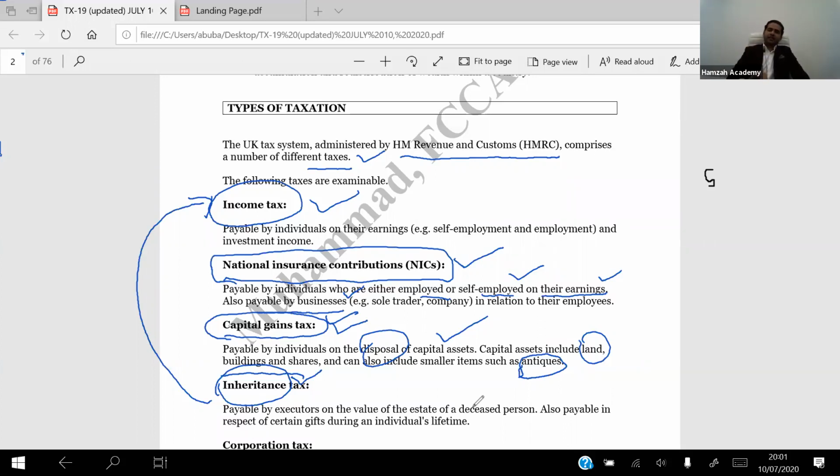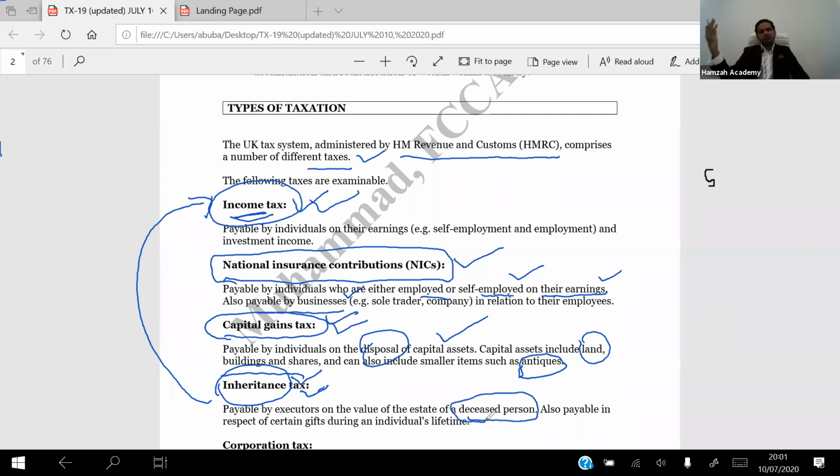Calculate inheritance tax also. He cannot include this part with corporation tax or value-added tax. So most probably, whenever an examiner tries to set a question mixing two sections of your syllabus, he always mixes it up with the income tax part, because here we can see it is also related to individuals. So let's just say it is payable by executors on the value of the estate of a deceased person.